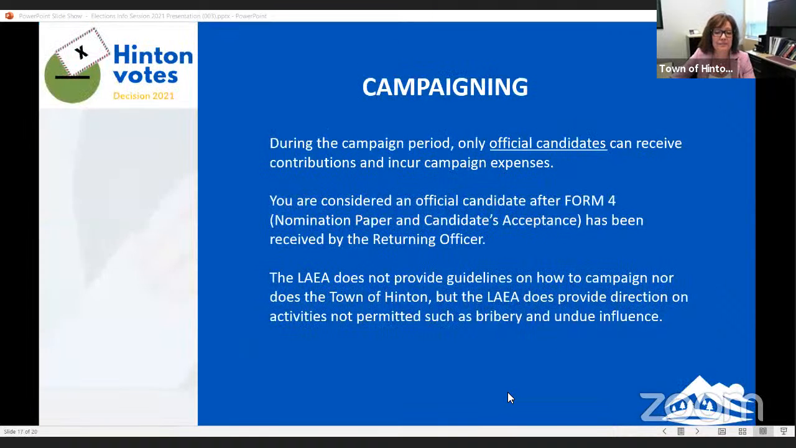So, campaigning. During the campaign period, only official candidates can receive contributions and incur campaign expenses. You are considered an official candidate after Form 4, your nomination paper and candidate's acceptance, has been received by the returning officer. The LAEA does not provide guidelines on how to campaign, nor does the Town of Hinton, but the LAEA does provide direction on activities not permitted, such as bribery and undue influence.